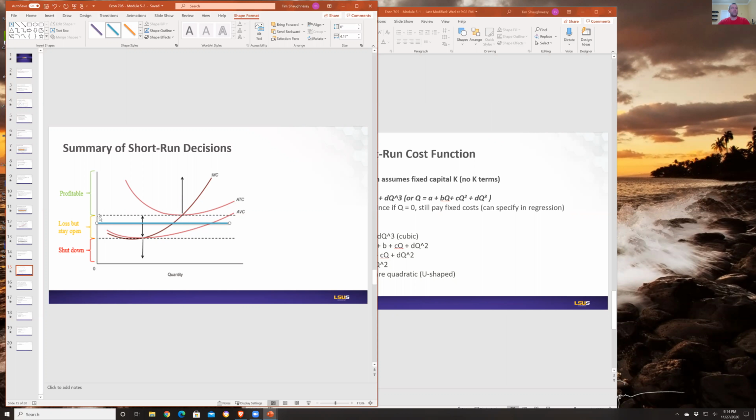So anytime that the price is in this range, in this yellow range here, that's going to be a situation where you know you're taking a loss, you're not making profit, you're not even breaking even. But you would still say, well, it's better to take this loss because the loss we're taking by staying open is still less than the loss we would bear if we had to shut down completely and pay all of those fixed costs. And you can tell the amount of fixed costs is basically the gap between these two curves, the average total and the average variable.